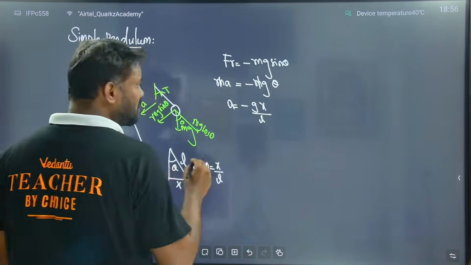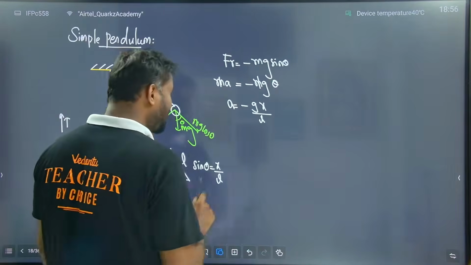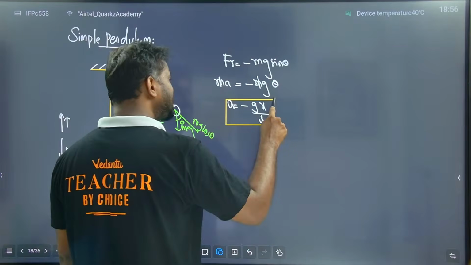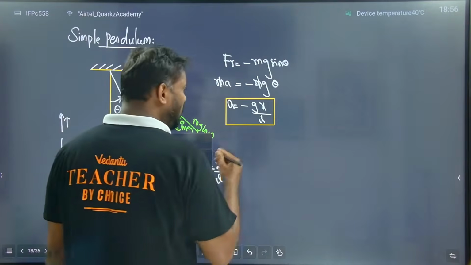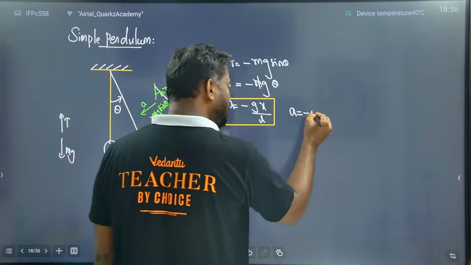So now I am comparing this equation. This is the acceleration. We now know the acceleration. Once we know the acceleration, what can we calculate? We can calculate omega, because acceleration is equal to minus omega square x.